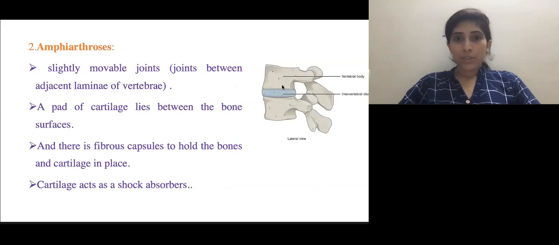Between the joint surfaces, we have an intervertebral disc or cartilaginous pad, which reduces excessive friction and works as a shock absorbent. So it is the pad of cartilage which lies between the two bone surfaces. The joints between two adjacent laminae are this type of joint.